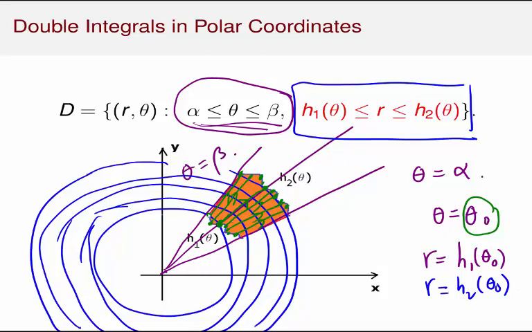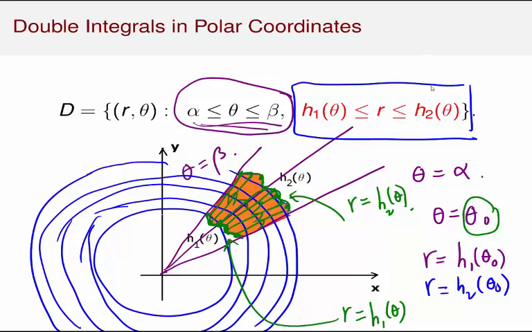So if we join all the starting points of these arrows, we'll get a curve whose equation is given by r equals h1 of theta. And likewise, if we were to join all the ending points of these arrows, we are going to get a curve whose equation is r equals h2 of theta. Are you with me? So all these green arrows will give us the region D for this particular polar region.